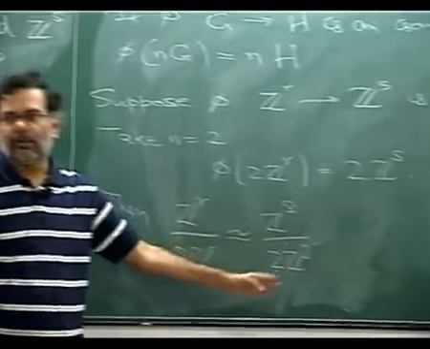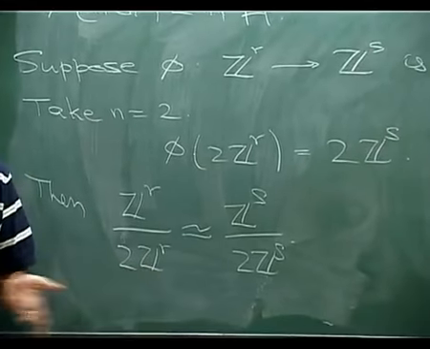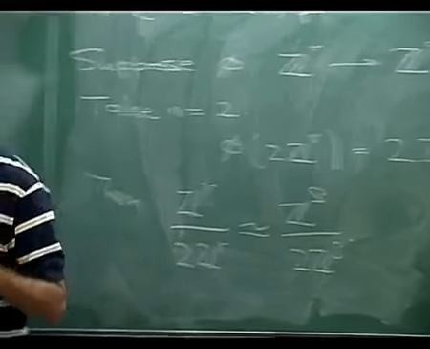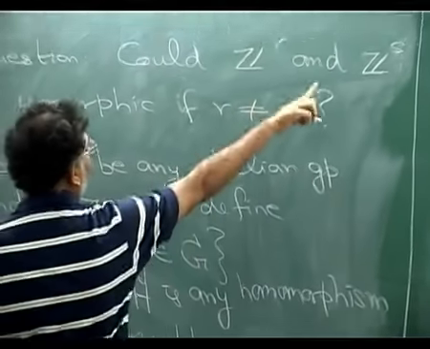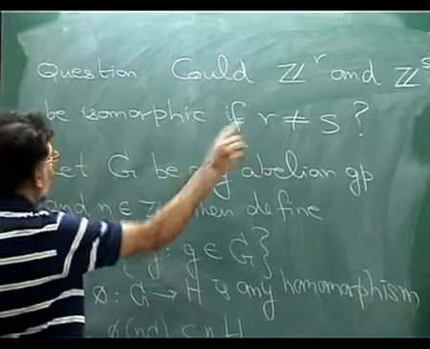That cardinality is 2^s. So if they have to be isomorphic, then r has to be equal to s. So therefore we have proved this. Could these two be isomorphic if r is not equal to s? No.